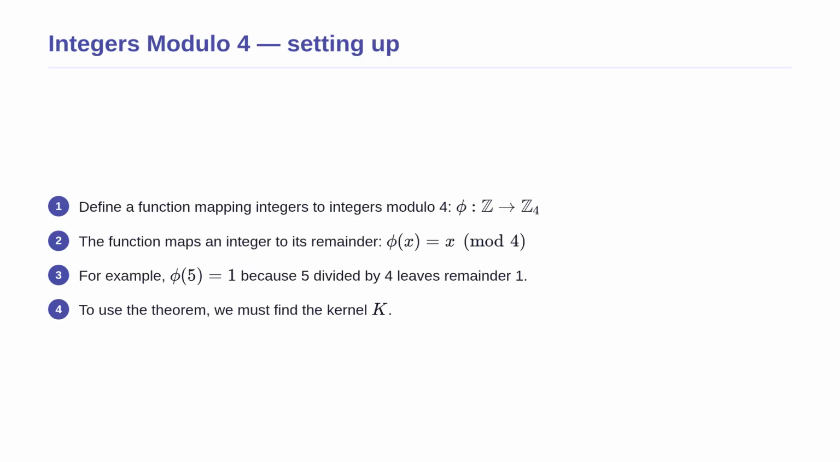Before we move on to the proof, let us see this with a concrete example, using numbers you are familiar with. We will look at the standard integers and map them to a clock math system, specifically the integers modulo 4. Our function phi will take any normal integer and map it to its remainder when divided by 4. For example, if we input 5, the output is 1, because 5 divided by 4 leaves a remainder of 1. To use the theorem, we must find the kernel.